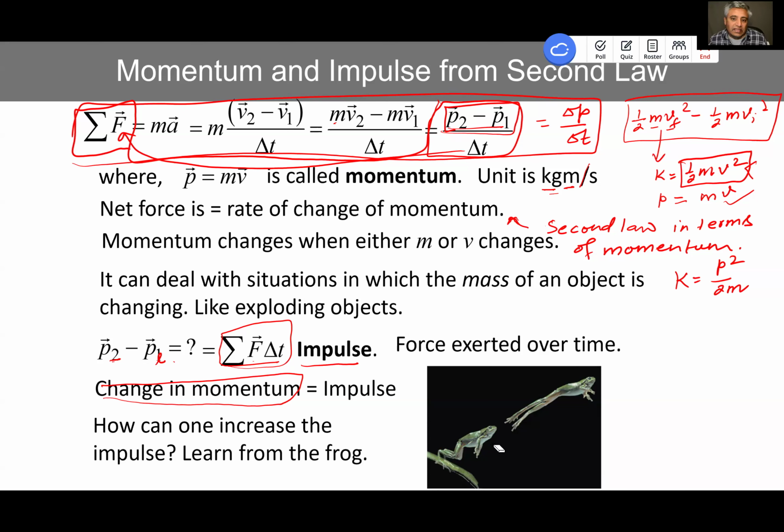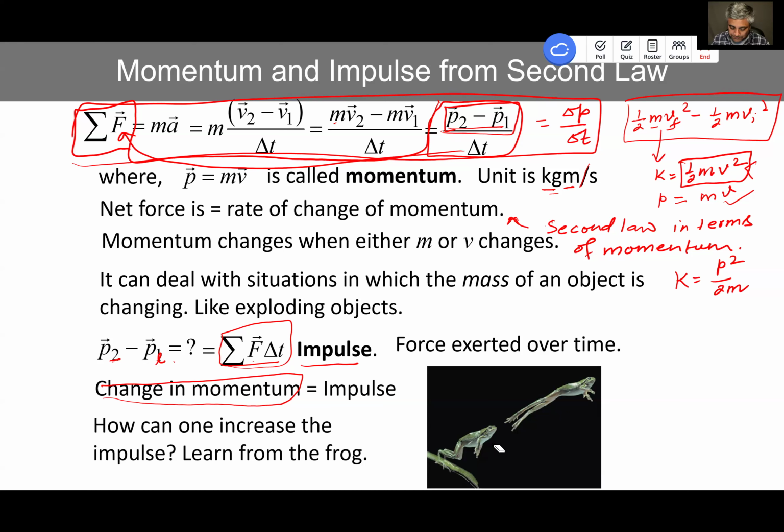So probably you can guess the frog did not take a physics class, but already knows how to jump higher, better. It's in their DNA, so it's nature. We are barely scratching the surface of the laws that exist in nature, and that's what physics is about.